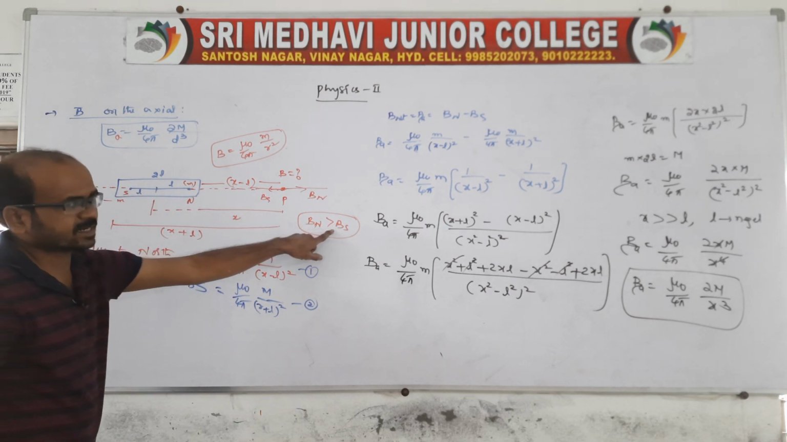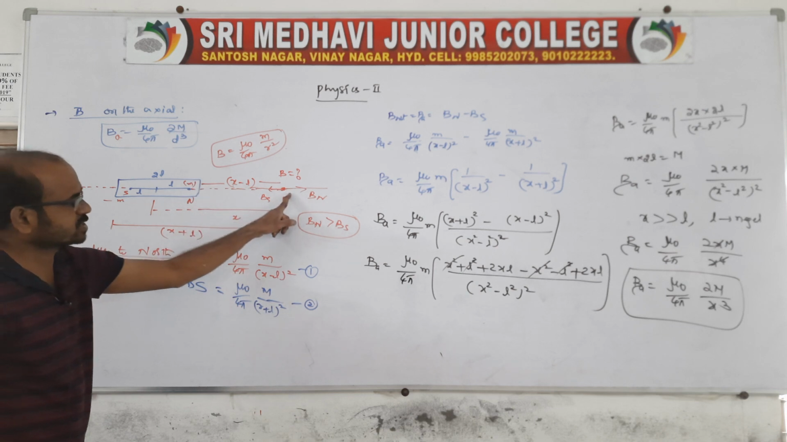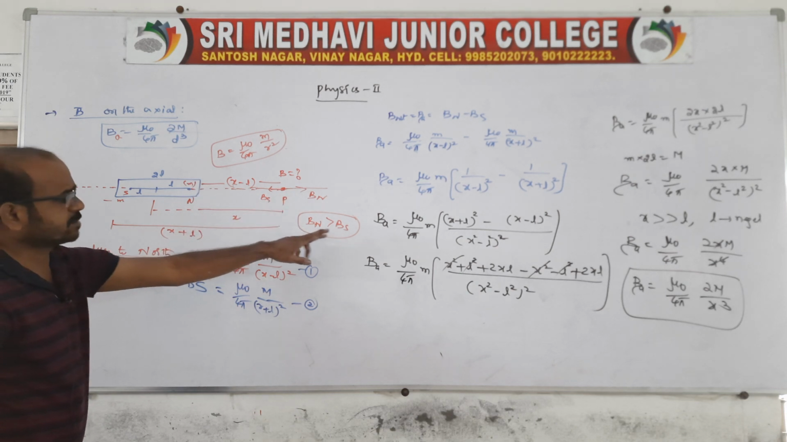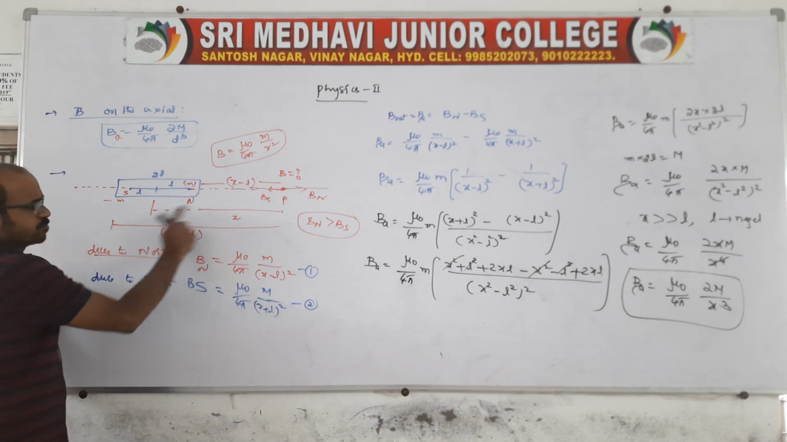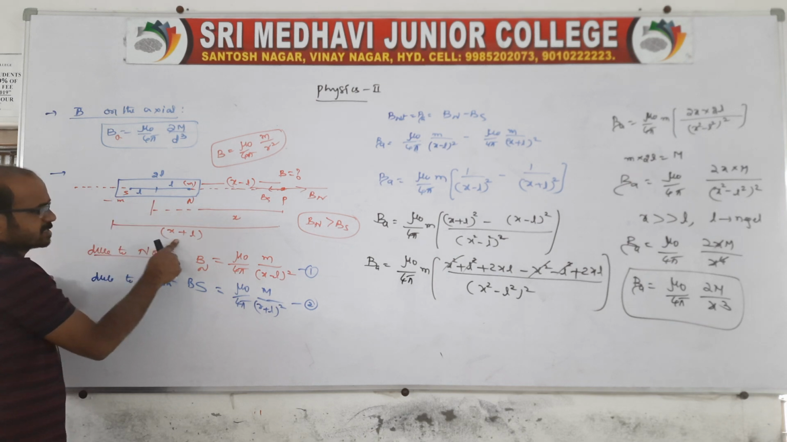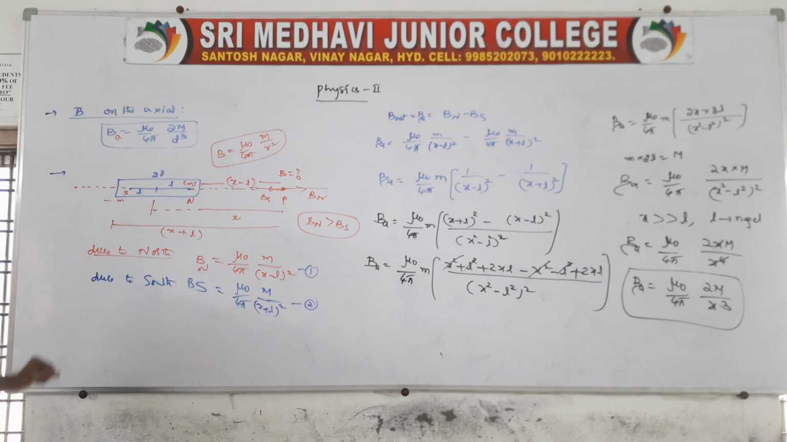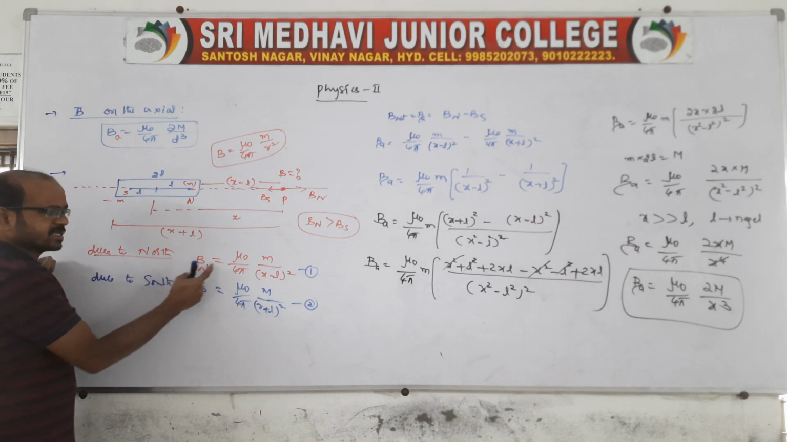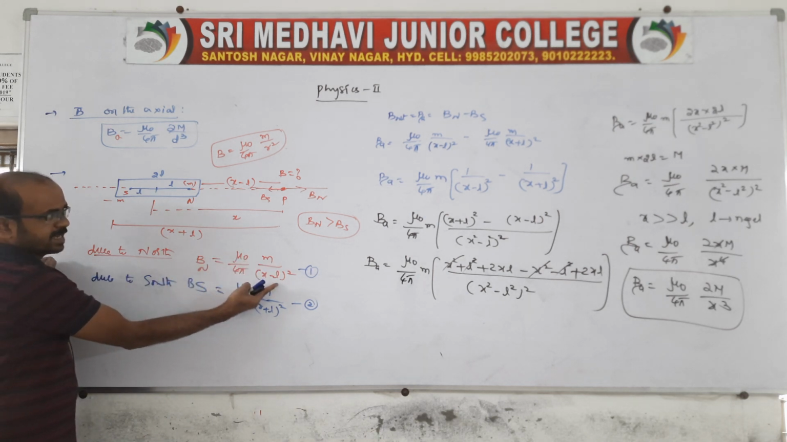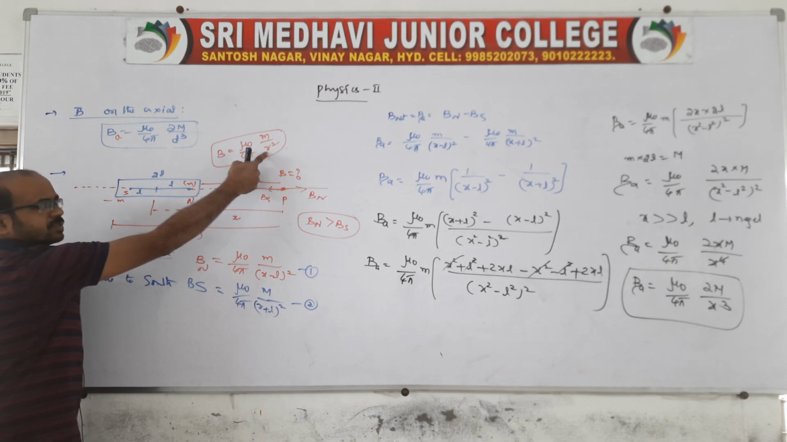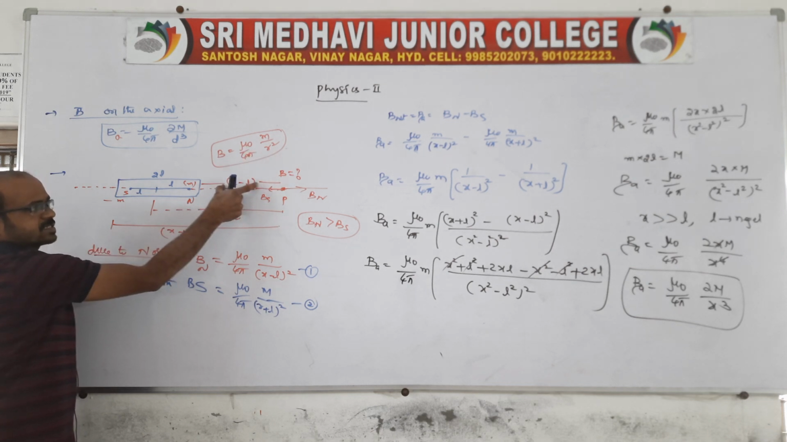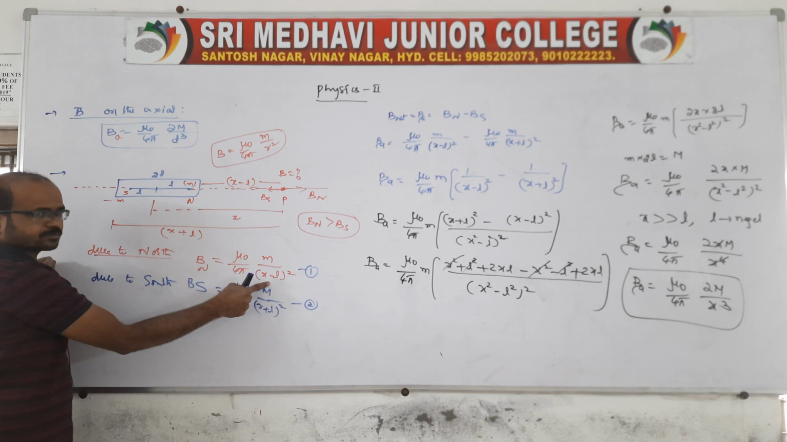Of course Bn is greater than Bs because Bn is very close to this point. So Bn minus Bs you take. From the south pole the distance is x plus L, and from the north pole it is x minus L. Due to the north pole you write Bn is equal to mu naught by 4 pi, m by r square, and the distance is given as x minus L whole square.